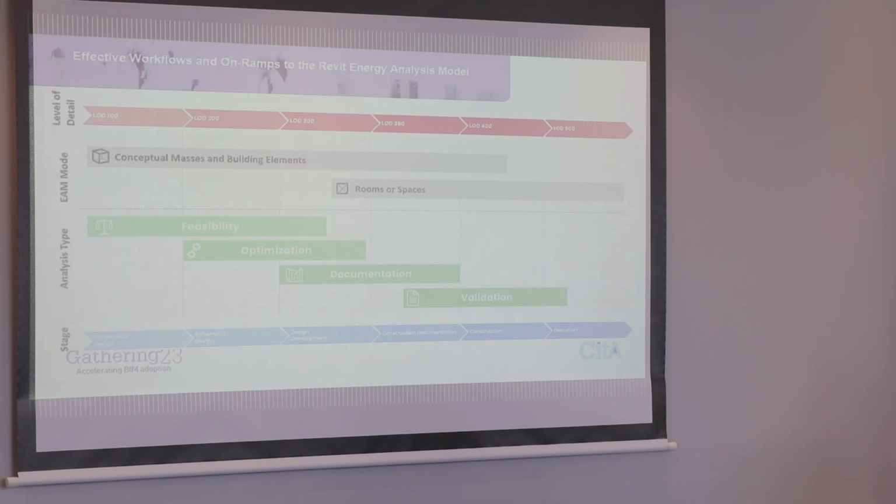Whereas the rooms or spaces method is quite detailed, with loads going on, so you're certainly not going to be able to take an early stage model and use it. So we're saying, from the detailed design development stage, or LOD 300-ish, onwards.